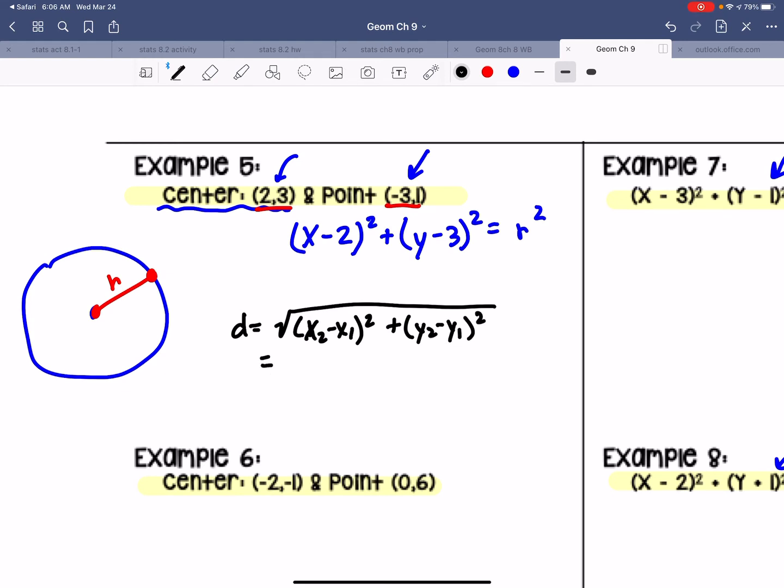All right, so I'm going to subtract. Let me clear this out a little bit. I need some room. All right, I'm going to subtract the two x values. So 2 minus a negative 3. And then I'm going to subtract the two y values. 3 minus 1.